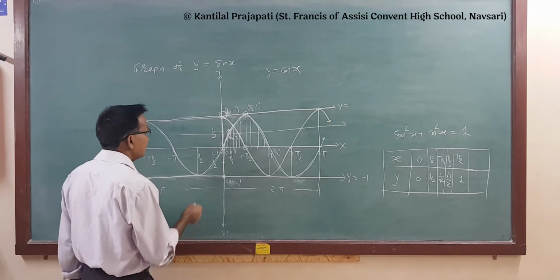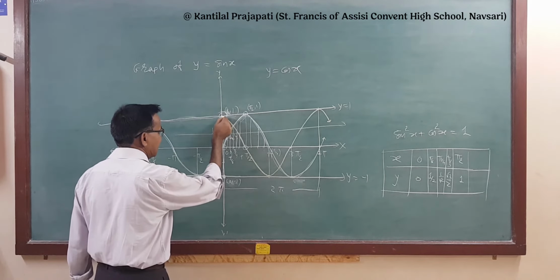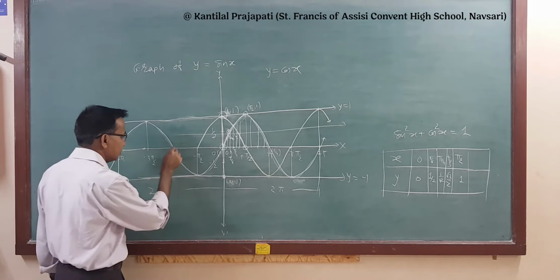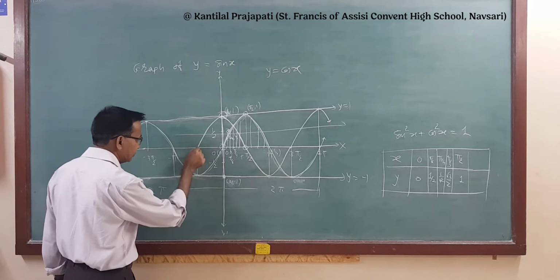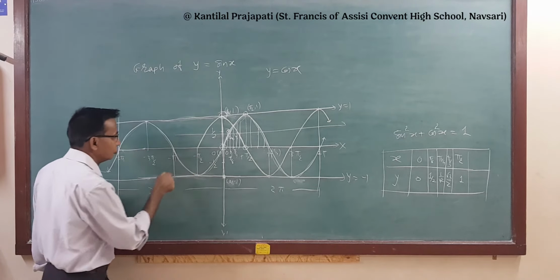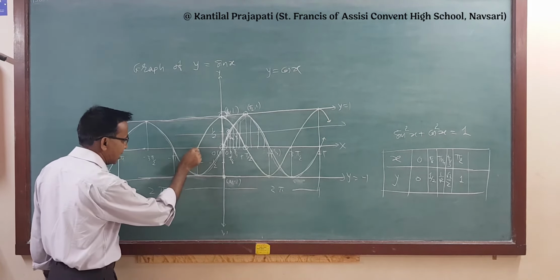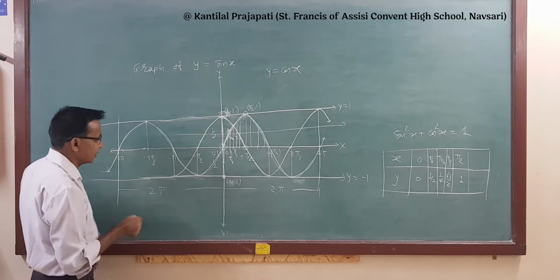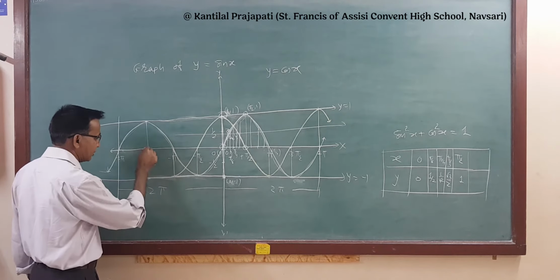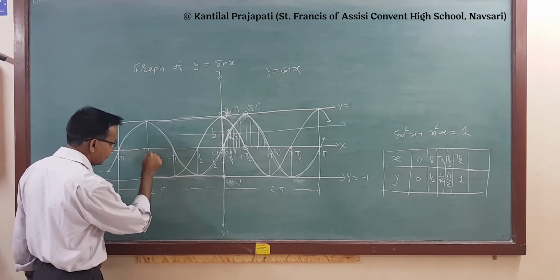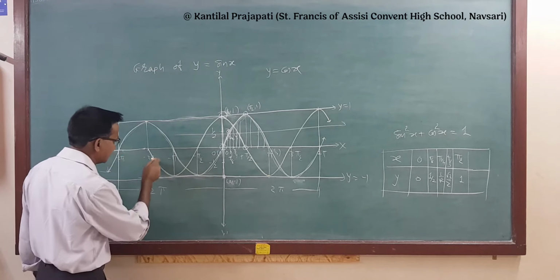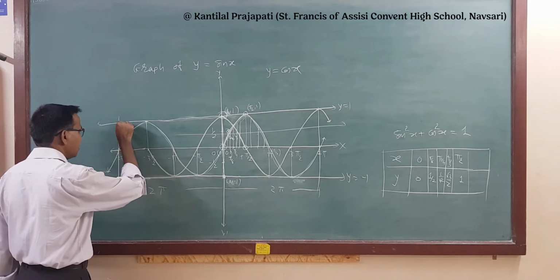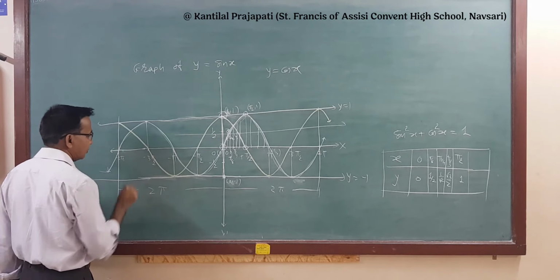Similarly, on this side, the cos of minus pi by 2 is 0. Then what is cos of minus pi? Cos of minus pi is minus 1. Cos pi is minus 1, and cos is an even function. Then for minus 3 pi by 2 you get 0 here. Cos of minus 3 pi by 2 is 0. Then cos of minus 2 pi is equal to plus 1.